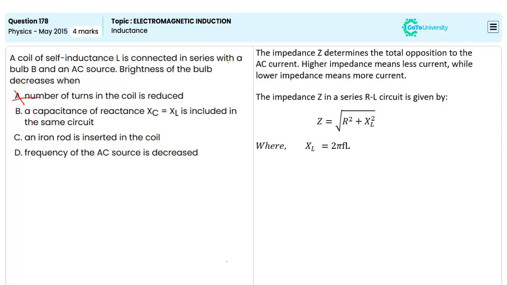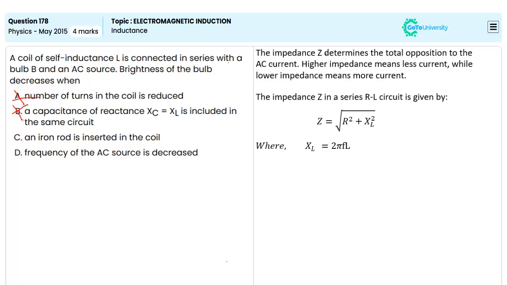Moving to option B, which is nothing but adding a capacitance, XC equal to XL. If a capacitor with reactance XC equal to XL is added, it creates resonance. So it will cancel the effect of inductive reactance, allowing maximum current, and hence it increases the brightness of the bulb. Again, option B cannot be the answer.